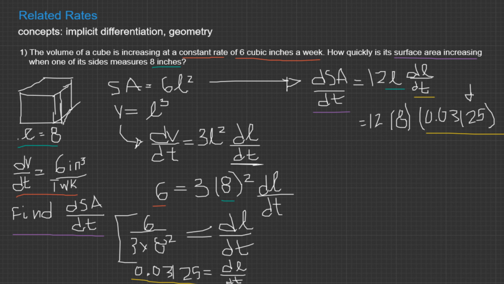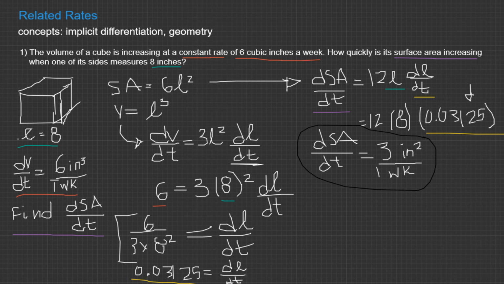So when I do this 12 times 8 times this decimal, I get 3. So the derivative of surface area with respect to time is equal to 3, and it's super important that you have the correct units here at the end. Since it's surface area, my units are going to be in inches squared, and it's still going to be in 1 week because that's the unit of time that we got at the top, and that's what we have to carry through. So this right here is my answer to this related rates problem.